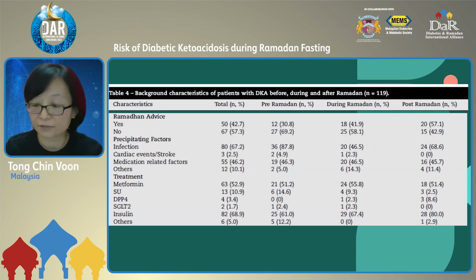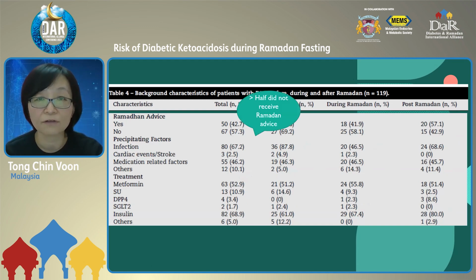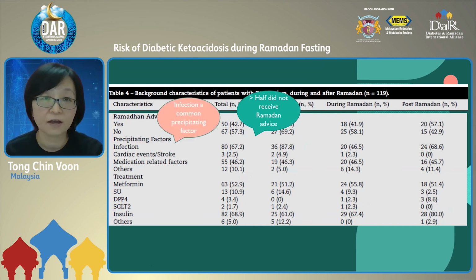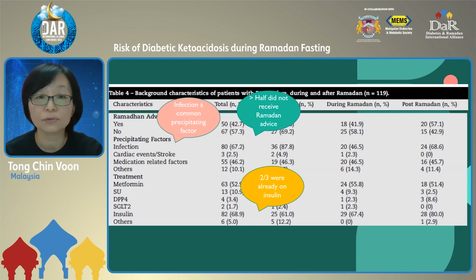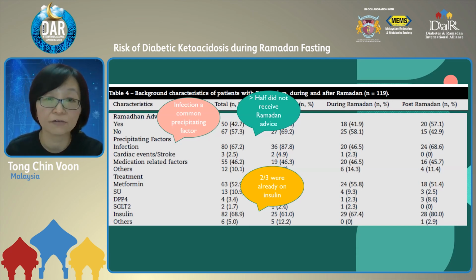How about the other characteristics? We also looked at whether they received Ramadan advice, and we found that more than half of these patients did not receive any counseling with regards to Ramadan fasting prior to embarking on fasting. The most common precipitating factor of DKA among our patients was infection, followed by medication-related factors. So this is something that we feel we can address in the future when we counsel patients for Ramadan fasting. And almost 2/3 of our patients were already on insulin, and this could probably mean that a lot of our patients are already insulin deficient.